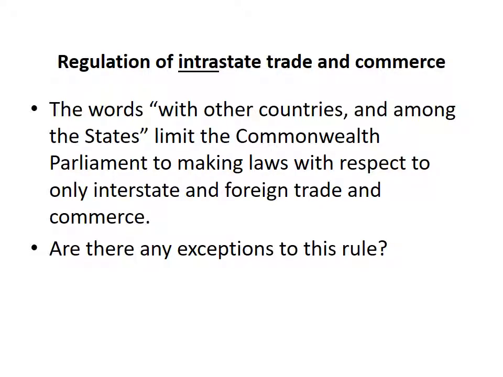The starting point for this issue is that the trade and commerce power clearly does not permit the Commonwealth Parliament to make laws directed solely at intrastate trade and commerce. That is the effect of the words "with other countries and among the states." They limit the Commonwealth Parliament to making laws with respect only to interstate and foreign trade and commerce. The general rule is that a law that purports to regulate intrastate trade and commerce is invalid. What I am about to discuss is an exception to that general rule. This exception bends the literal meaning of the text and is best explained by discussing the cases across which it developed.